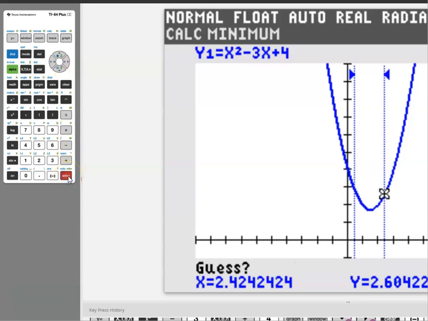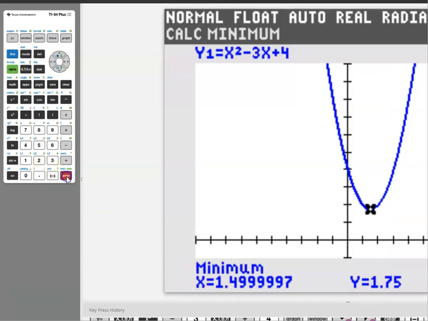Boom. And it says guess. It's not really guessing, it's going to approximate. And here is your minimum: 1.5, if I round to the nearest tenth, comma, 1.8. That's your minimum. I could have gotten that by doing negative b over 2a, but I'm using technology to get this. Okay, what if I wanted to view the t-table?